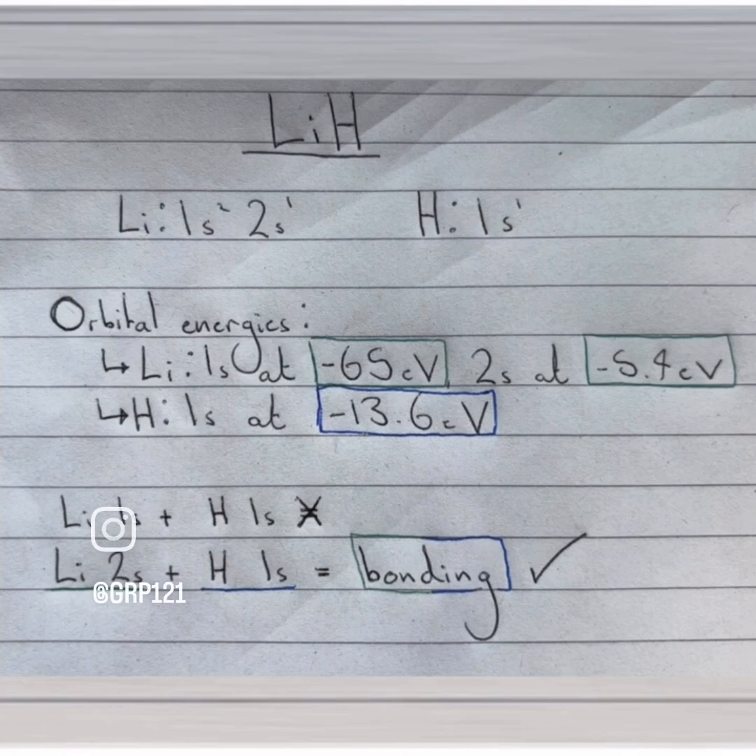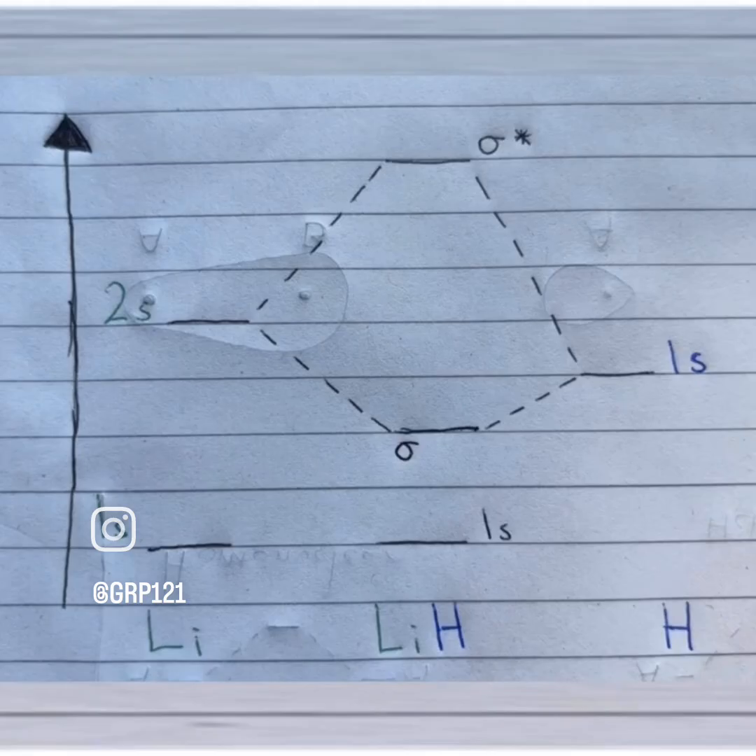So here we've got the orbital energies for lithium and for hydrogen. For lithium, its 1s is at minus 65 eV, and its 2s is at minus 5.4 eV. Hydrogen's 1s is at minus 13.6 eV. When we compare these values, we can see that lithium's 1s orbital is much lower in energy than any of the other orbitals, so we wouldn't expect this to contribute to the MO. However, comparing lithium's 2s orbital to hydrogen's 1s orbital, we can see that they're much closer in energy, and so we would expect there to be an interaction between these two.